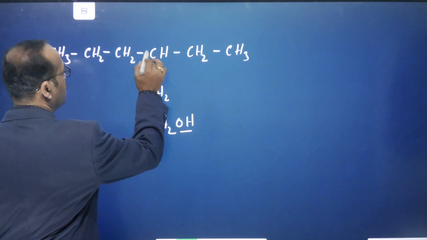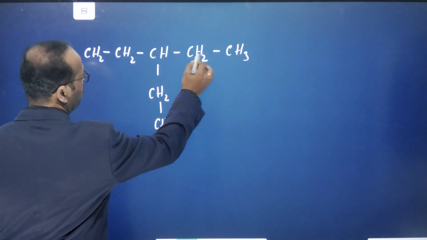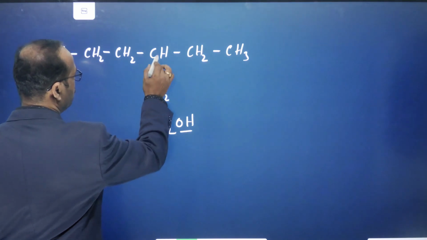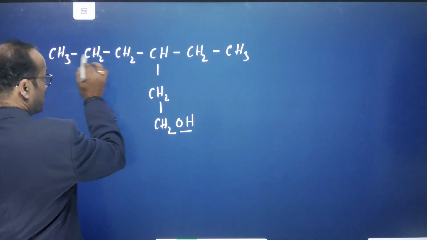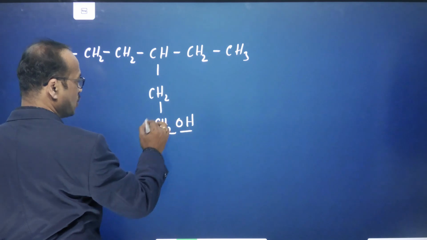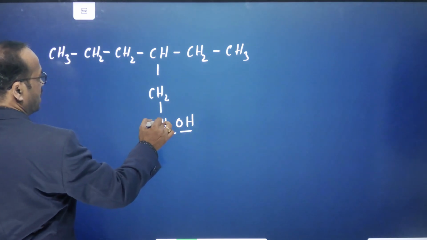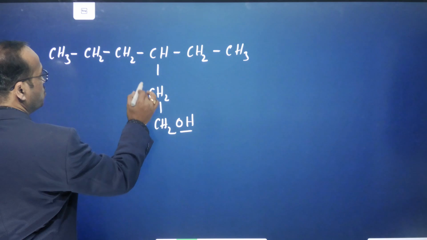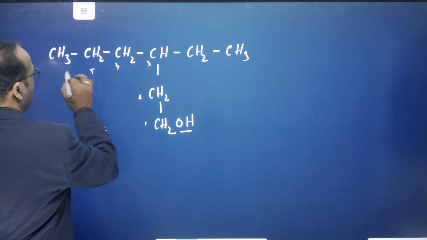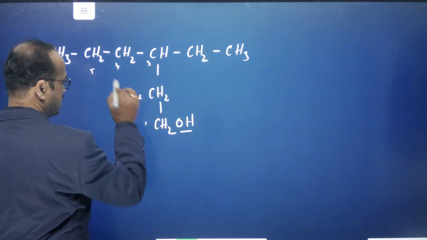1, 2, 3. Okay, we see like this. 1, 2, 3, 4, 5. 5 carbons are there. 1, 2, 3, 4, 5, 6. 6 carbons are there. And here the functional group is there. So, this you have to consider. Now, we have to give 1, 2, 3, 4, 5, 6. So, 6. 6 means what? Hex.